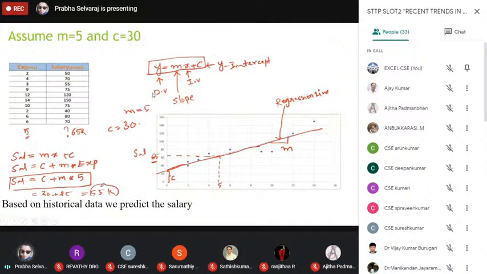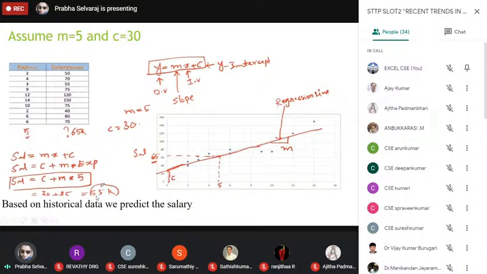Now, randomly I am assuming m is equal to 5 and c is equal to 30. Let me consider that the c value is from 0 to 30 approximately, and let me consider the slope as 5. So now what I am going to do? Salary equals C plus M into 5. Now C is 30, 30 plus 5 into 5 is 25. So approximately I'm calculating the salary as 55.